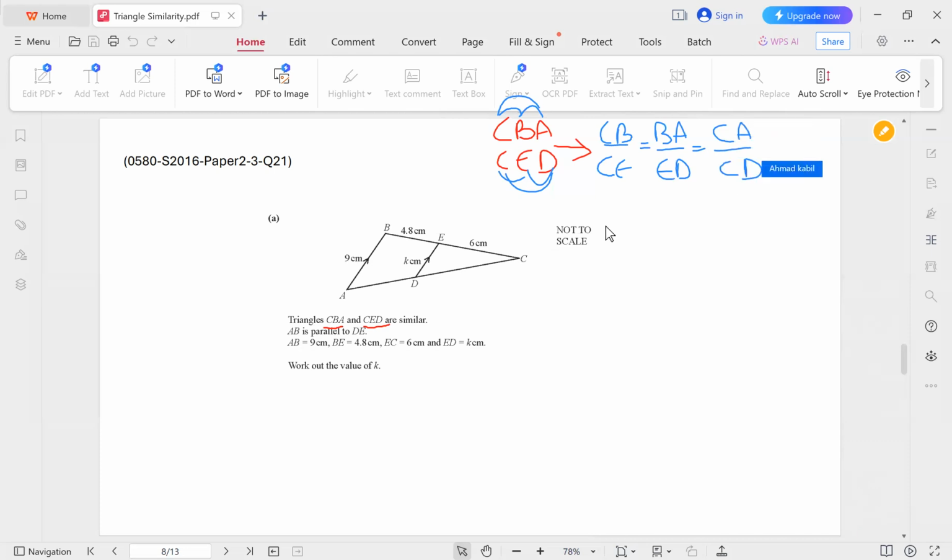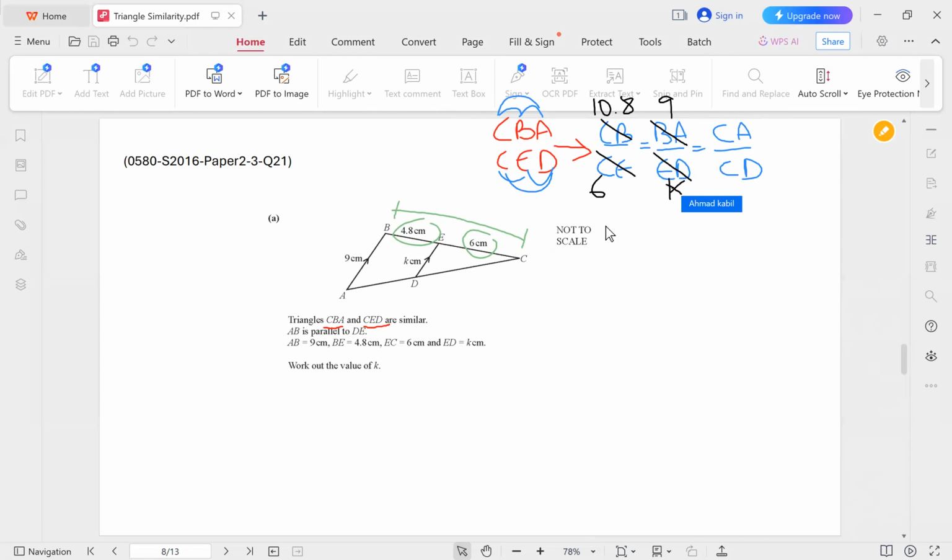And we begin filling in the numbers that we are given. We're given that AB is parallel to DE, and we want to find the value of K. So CB is 6 plus 4.8. So to go from C to B, this is the entire thing. So 6 plus 4.8, and this would be 10.8. And then CE is just 6 from the drawing. BA is 9. ED is K.